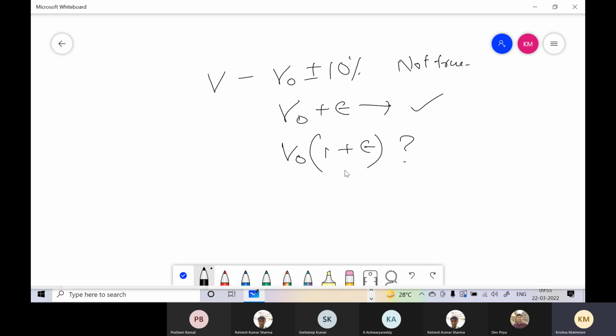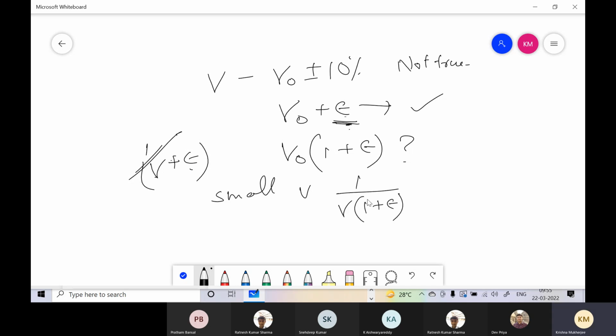Under certain conditions, a plot of 1 by V tends to become very high when E is a constant. So for small values of V, your E dominates in this 1 plus V by E. Obviously, that's logical enough. When V is small, you are actually plotting 1 upon E. But if the error is proportional to V, 1 plus E, then you are actually not bothered.